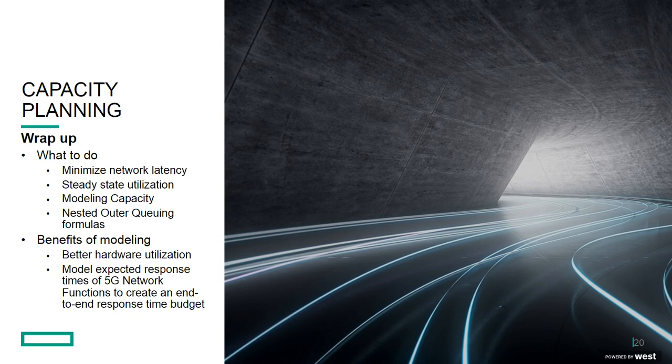So I've talked about minimizing network latency on the 5G control plane and doing best practices like co-locating the microservice and network functions in the same location. Talked about the modeling of the expected utilization to ensure a steady state deployment, modeling the response time, number of transactions, and number of active processing threads in each system for each containerized microservice, and how to use the nested outer queuing theory formulas to model a multi-server, multi-phase architecture of a 5G core network.